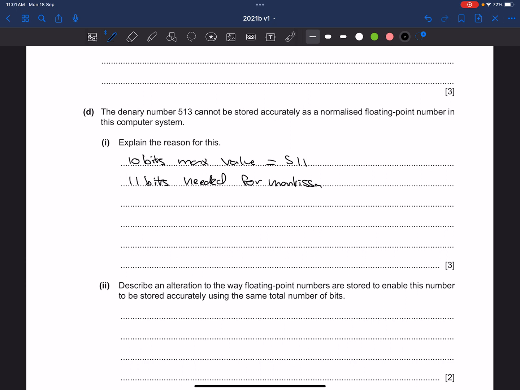To be able to have it in a normalized form, we need to store the value 1, 2, 3, 4, 5, 6, 7, 8. This is the way we'll store the value. This is 513 in binary using floating point representation. And therefore, if you were to try to store it in the current mantissa, the value would not be able to be stored, and there would be overflow.